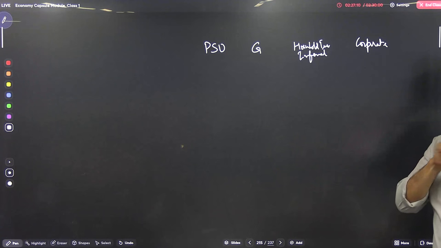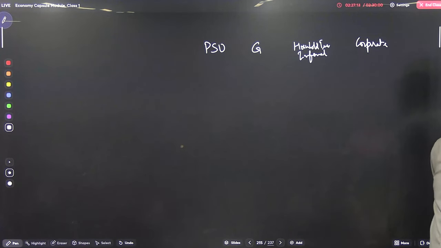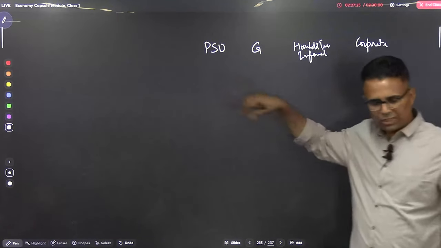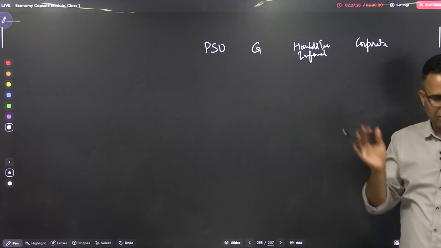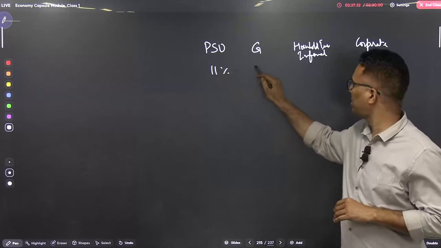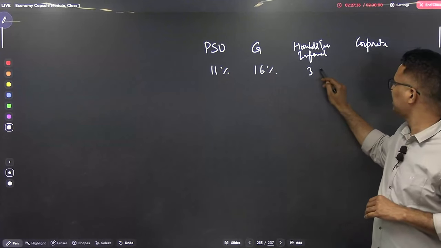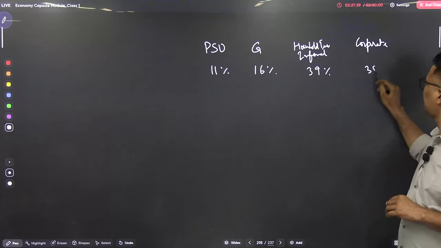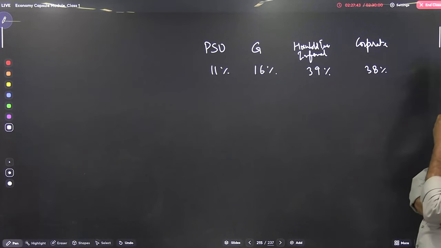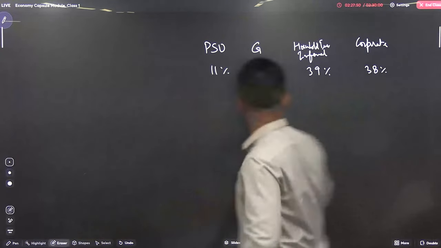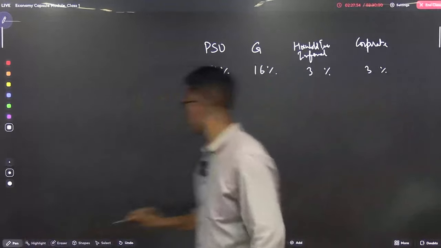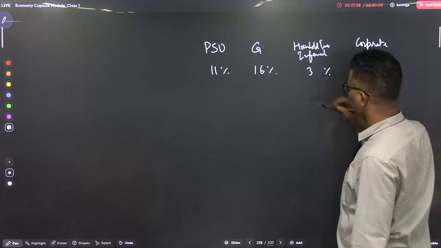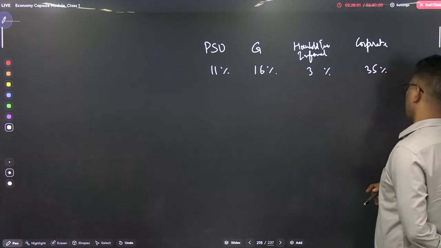Statement aata hai that out of the total investment, PSU's investment is more than the government investment. True or false? अब टोटल इन्वेस्टमेंट है ये, so if we say total investment is 100, out of 100, देखो 100. नहीं 35, 38, this is highest.